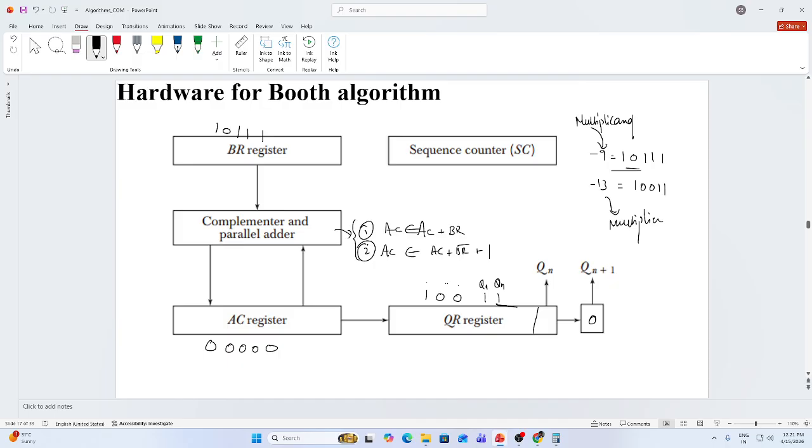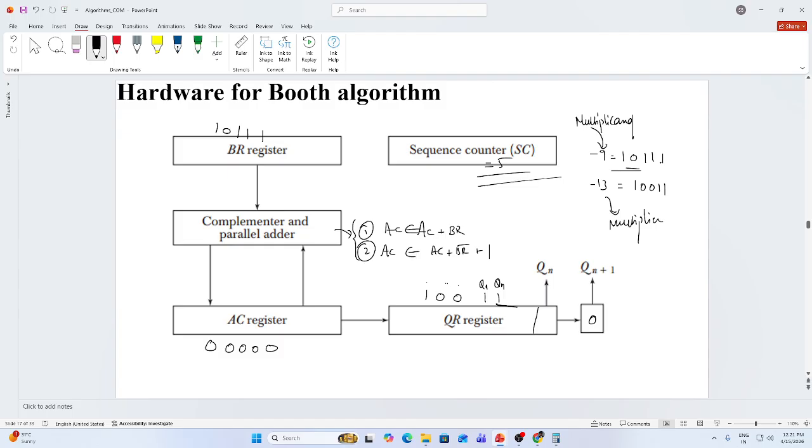Similarly, what is the role of the sequence counter? It will always decrement. Initially I need to store how many times I need to iterate this multiplication process. This is a kind of iterator variable. In software it acts like an iterator variable. In hardware we have a sequence counter, and we initialize it with how many times we need to repeat this process. That is equal to the number of bits in the multiplier. Here we are using 5 bits, so the sequence counter is initialized with 5.